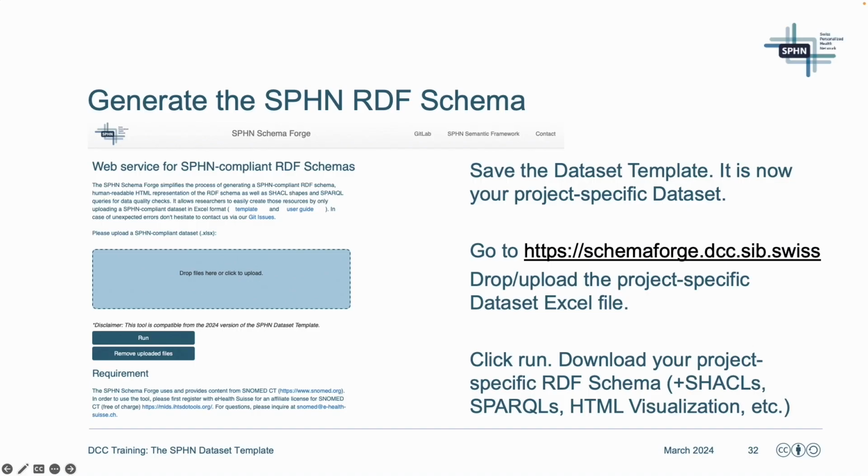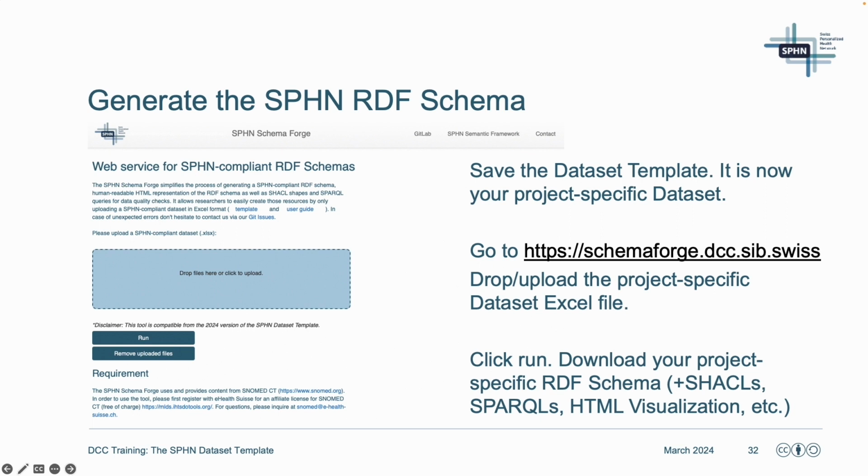Now that your dataset template is filled and complete with all additional information needed for your research questions, you can save it as a project-specific dataset. Then you can go to the Schema Forge web service, drop the file, click Run, and you should be able to obtain your project-specific RDF schema and all the related components, like the SHACL rules, the SPARQL queries for obtaining some statistical information, and a human-readable HTML visualization of your schema.